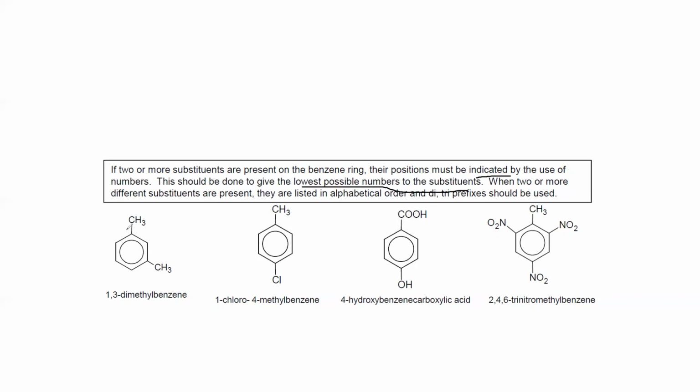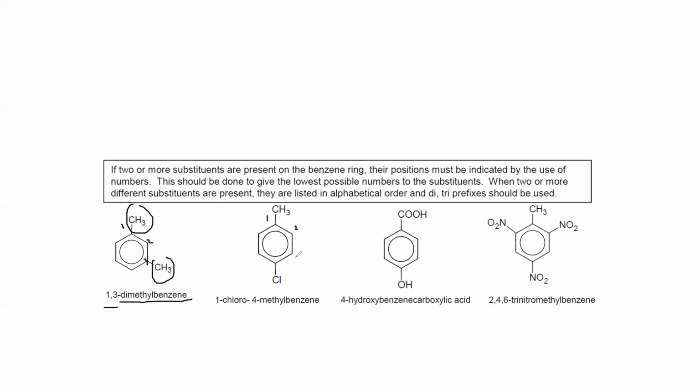For example, if I number this as 1, 2, 3, 4, and 5, the position is 5. But if I count from the other side, this one is 1, 2, and 3, so this position is 3. I should follow this numbering, where the substituents are closer to each other. So the name of this compound is 1,3-dimethylbenzene, because two methyl groups are there.